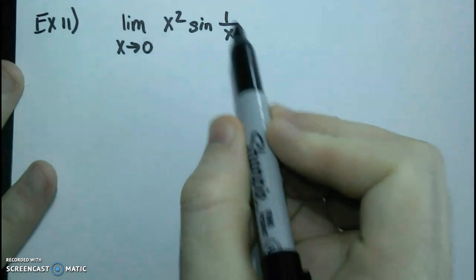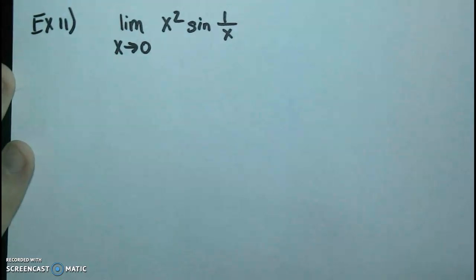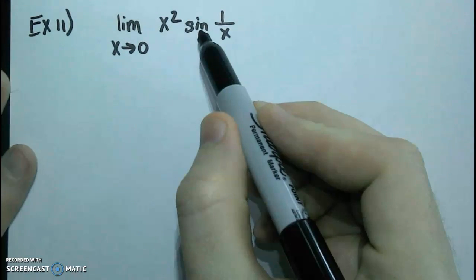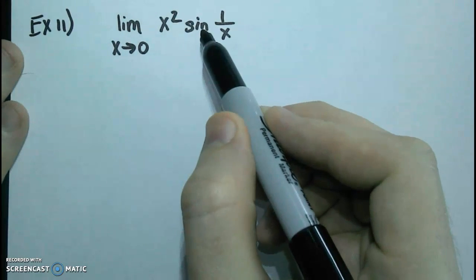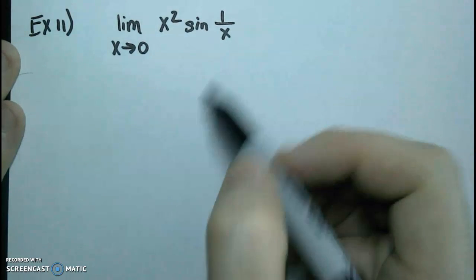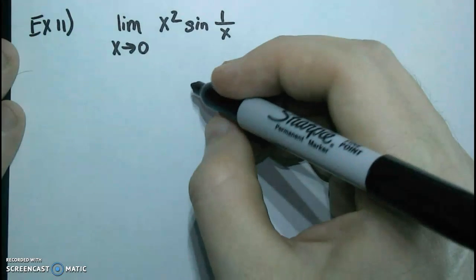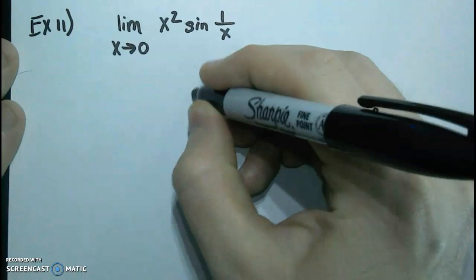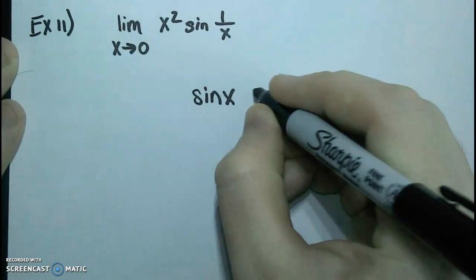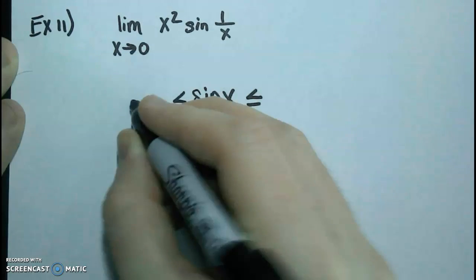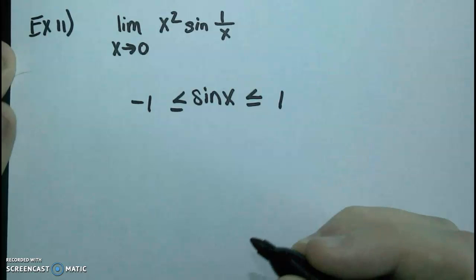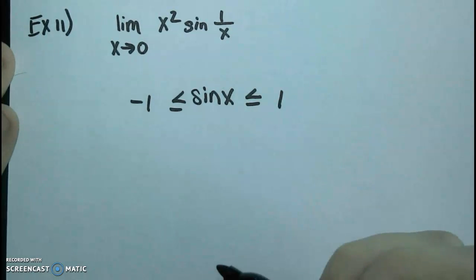So that's using a graph, but let's use algebra. What do we know about this function as a whole? Nothing. But what do we know about sine? We know that sine has a range of -1 to 1, because we know the graph of sine. It goes down 1, up 1.